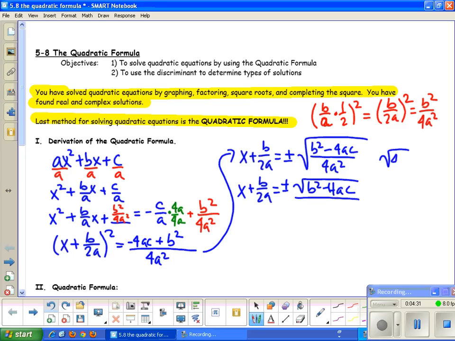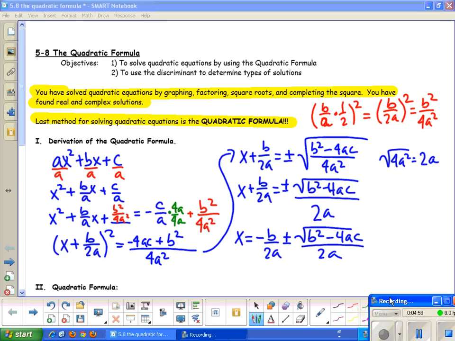So the square root of 4a squared is really equal to 2a, so I'm going to put that here. And then the last step would be to solve for x and put the b over 2a on the other side. So x is equal to negative b over 2a plus or minus the square root of b squared minus 4ac all over 2a.